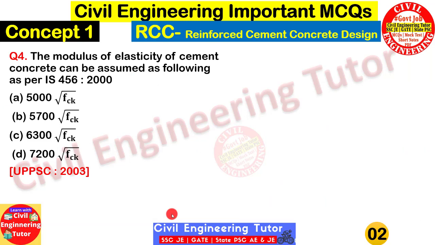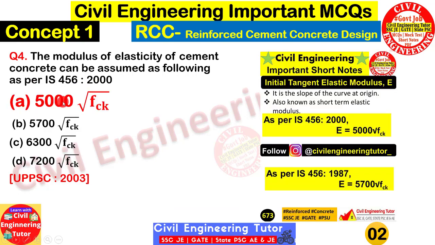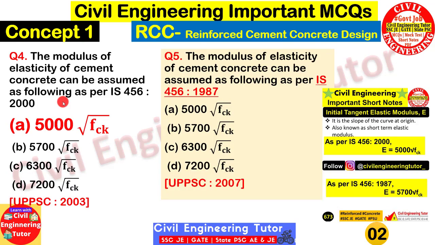Now moving towards the next question, an almost similar type of question. This was asked in UPPSC 2003. Again, there is no mention of short term or long term. That means obviously they are asking about short term. So the correct answer will be 5000 root over FCK.